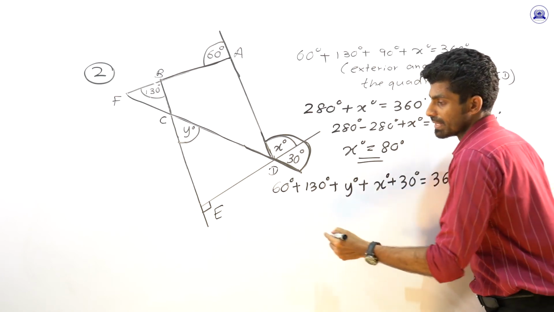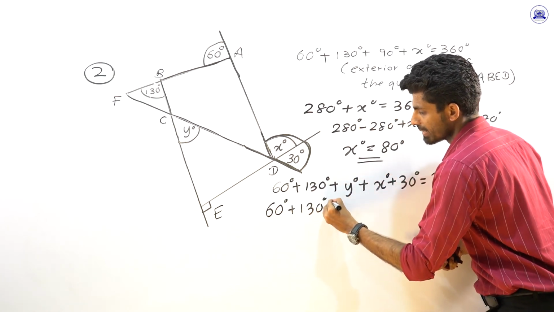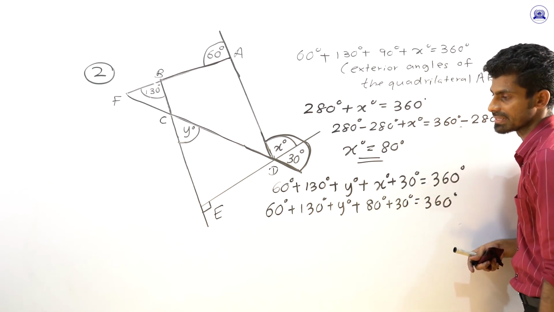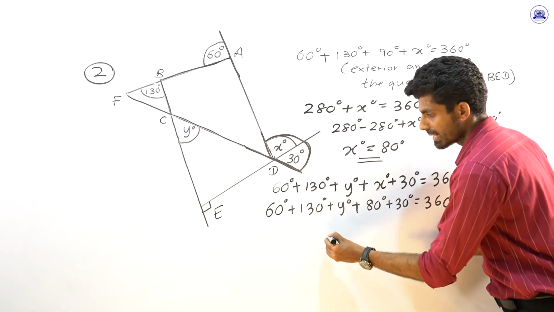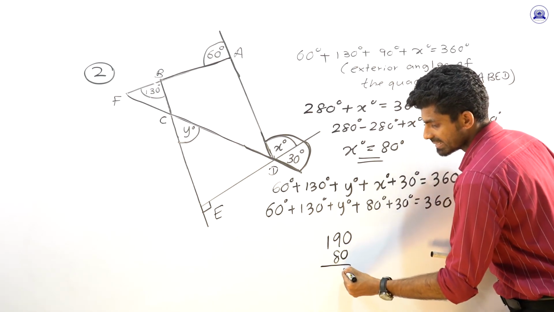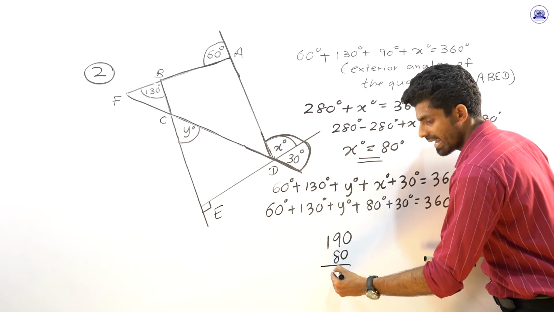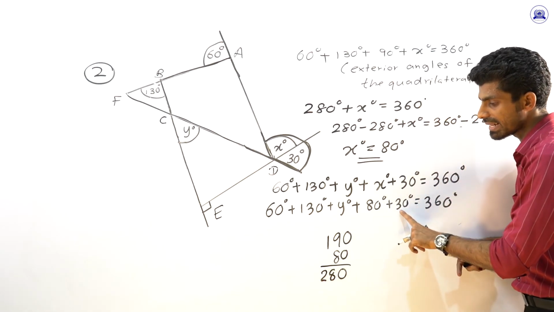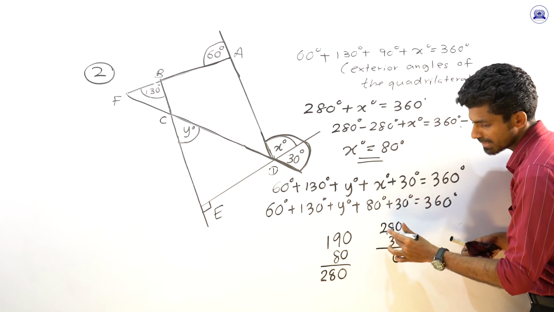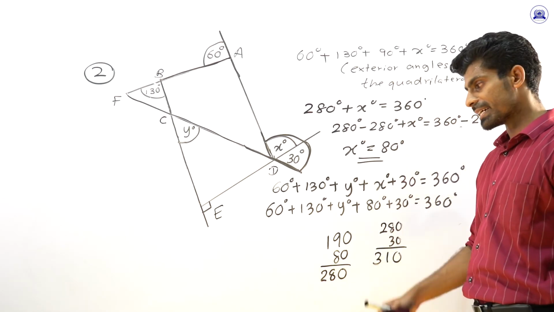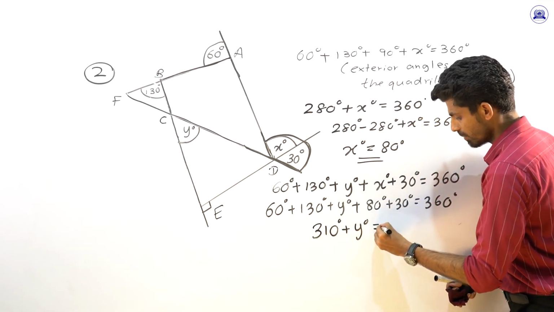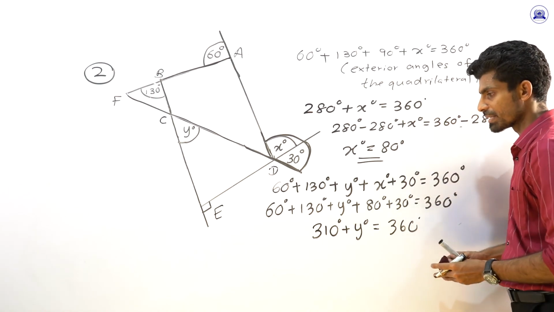We can substitute the x value. Let's substitute: 60 plus 130 plus y plus 80 plus 30 equals 360 degrees. 60 plus 130 is 190. 190 plus 80 is 270, and then plus 30 is 300. Let me check: what is the answer, my dear student? 310 plus y equals 360.